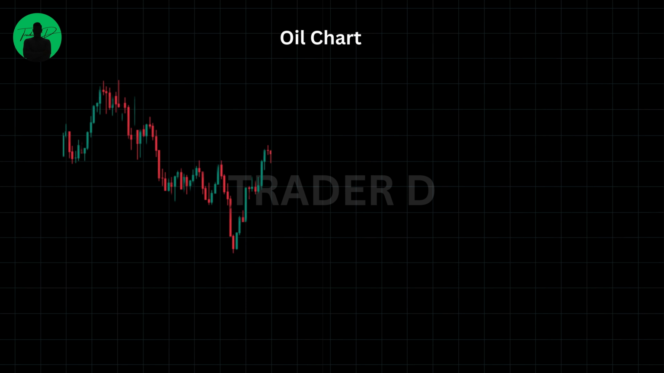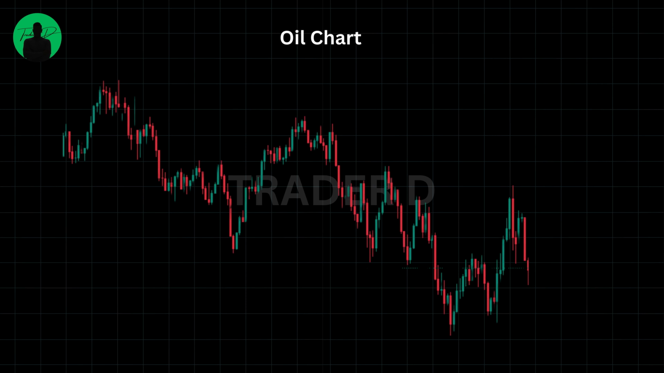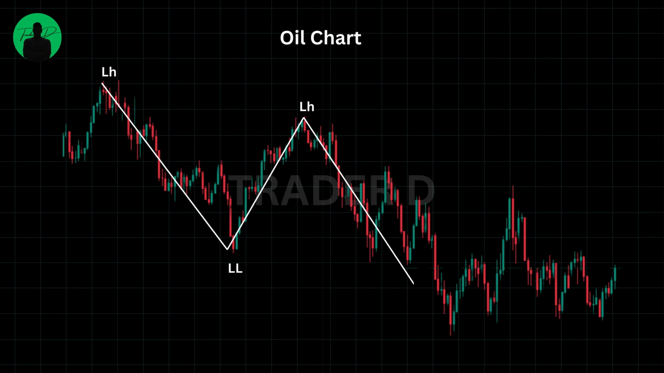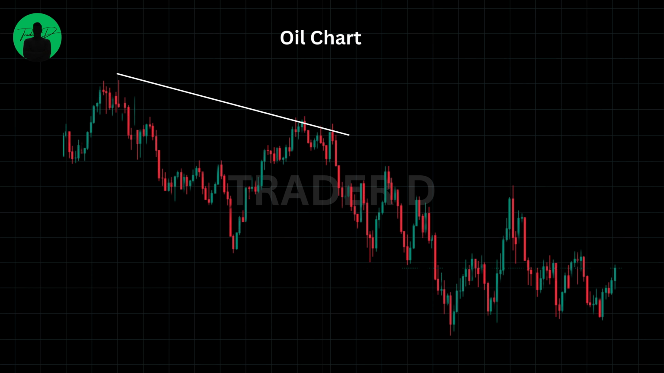Now let's find the oil trend. The chart begins with a clear downtrend, as indicated by the formation of lower highs and lower lows. The dominance of bearish candles, red in this section, shows strong selling pressure. This trend reflects decreasing market demand, pushing the price downward over time.